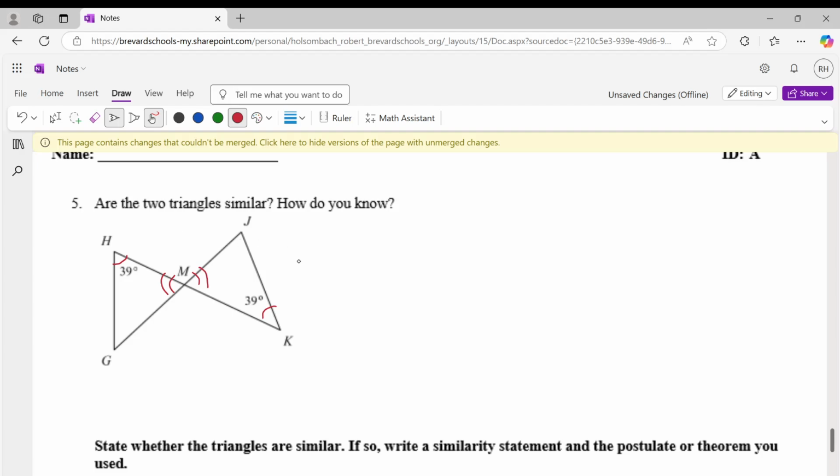So are the triangles similar? Yes. How do you know? I'm just going to say AA for angle-angle similarity. One of your multiple choice selections might be the words angle-angle similarity, but that's your reason why.